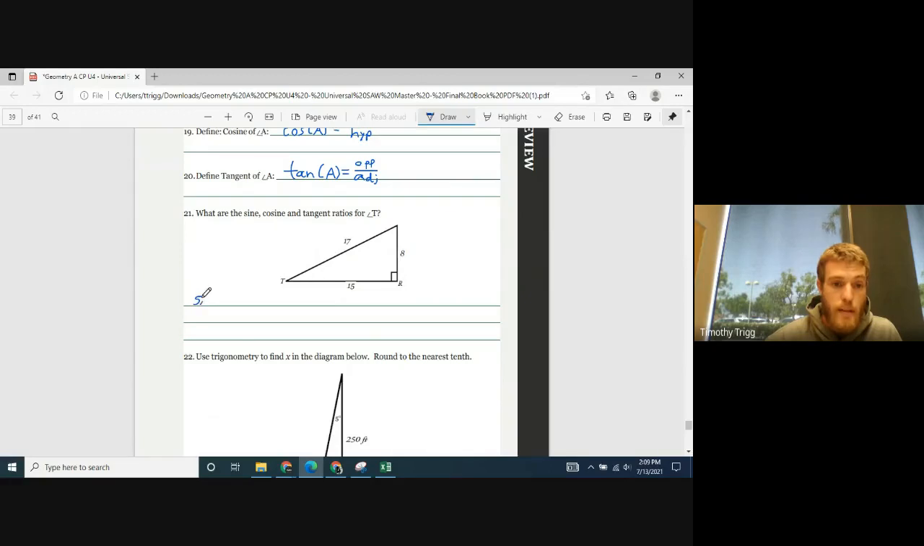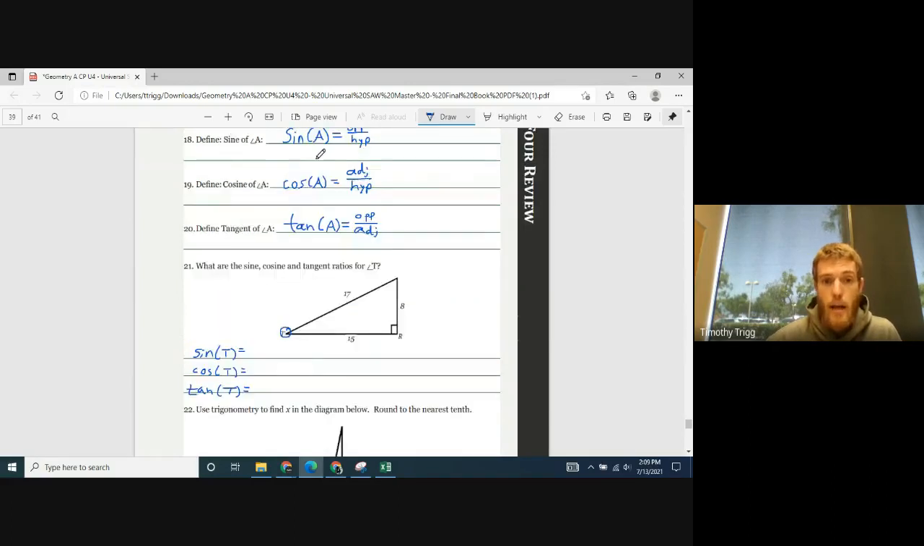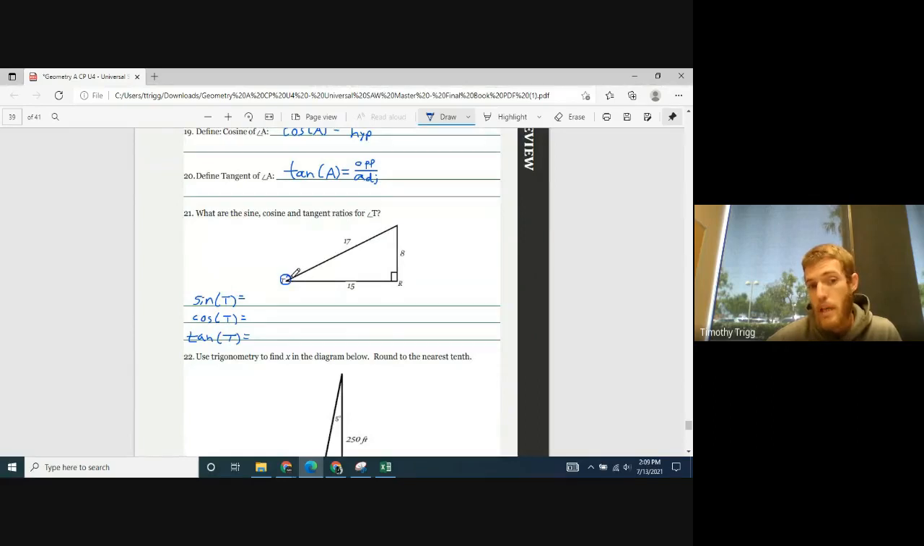So in this case, we want to find sine of t. We want to find cosine of t. And we want to find tangent of t. So if I'm looking from angle t here, I want to find sine of that angle. So sine is opposite over hypotenuse. So if I'm looking from angle t, what's opposite from here? Would that be the 17, the 8, or the 15? So opposite from t should be the 8. See how it's on the opposite side of the triangle? So opposite for sine, opposite over hypotenuse. The hypotenuse is 17.